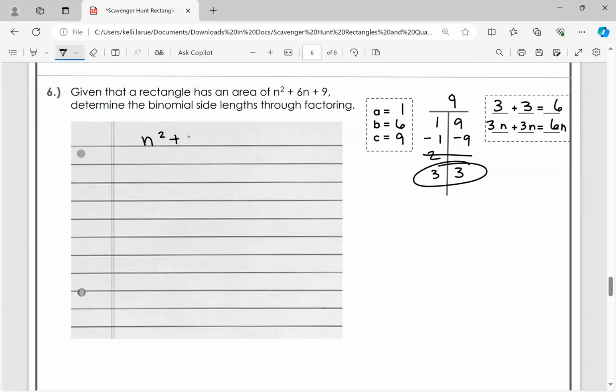We use this fact to rewrite our b term. So I'm going to go ahead and copy down the problem. Next, we're going to rewrite the problem with our little fact over there, those factors of a times c that add to b. We're then going to group our first two terms and our last two terms. We're going to pull out the GCF from each group.